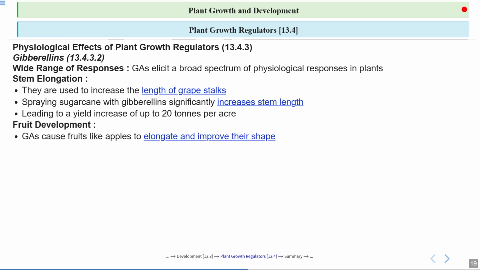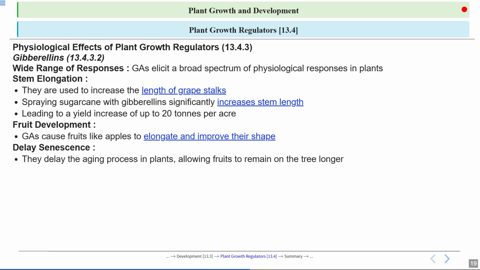Fruit development. Gibberellin causes fruits like apples to elongate and improves the shape, which increases the commercial value in the market. Delay senescence. Senescence is the aging process of the plant. So it delays that process, allowing fruits to remain on the tree for a longer period, thereby extending the market period. In this way, the market period gets extended.